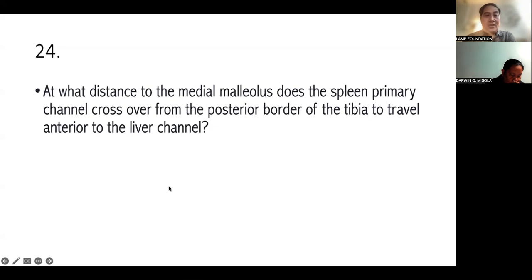Next, at what distance to the medial malleolus does the spleen primary channel cross over from the posterior border of the tibia to travel anterior to the liver channel? How many tune? 3? No. 8, Doc. And 8, sir. From the spleen 9 to the medial malleolus.